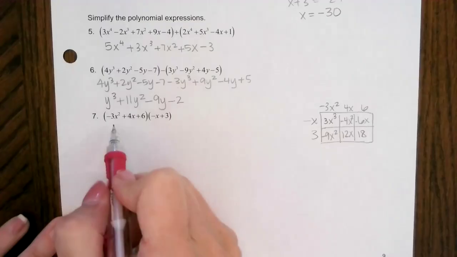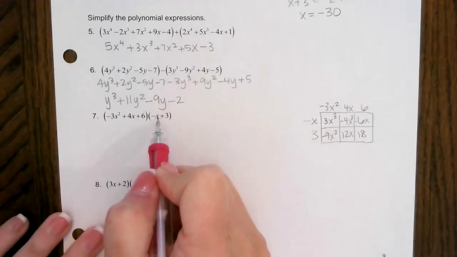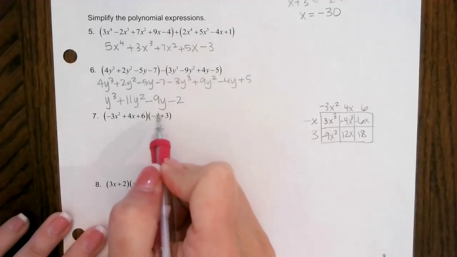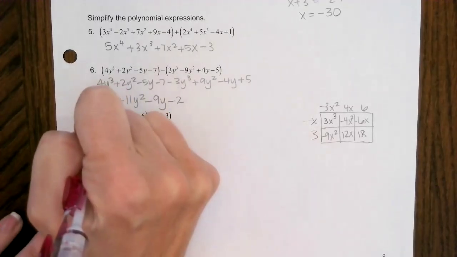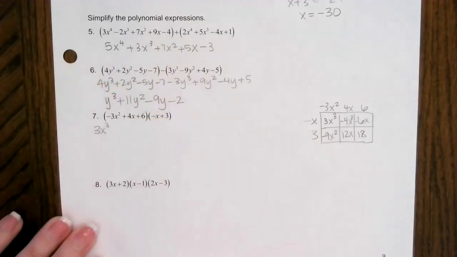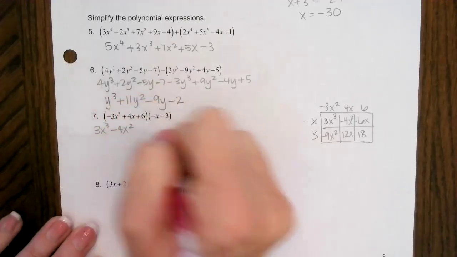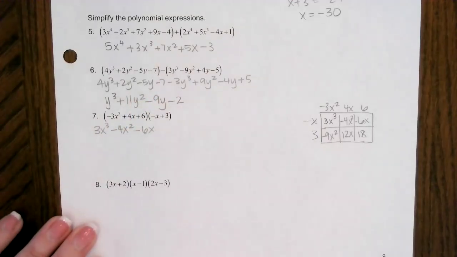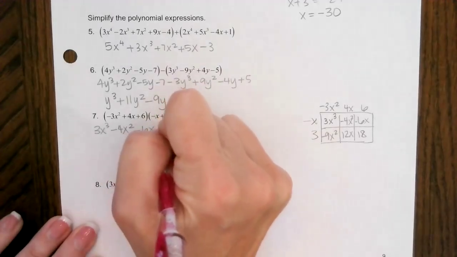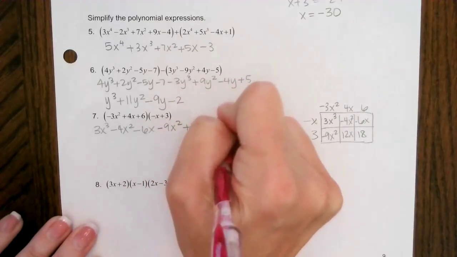Now, if you don't want to do a box, you can distribute each one of these terms into the next parentheses. So I would start on this side since there's only 2 of these. So I would distribute the negative x to everything in here. So negative x times negative 3x squared gives us a positive 3x cubed. Negative x times 4x gives us a negative 4x squared. And negative x times 6 gives us a negative 6x. So we've distributed that negative x to everything in the other parentheses. Now we would distribute the 3. And so that gives us negative 9x squared plus 12x plus 18.